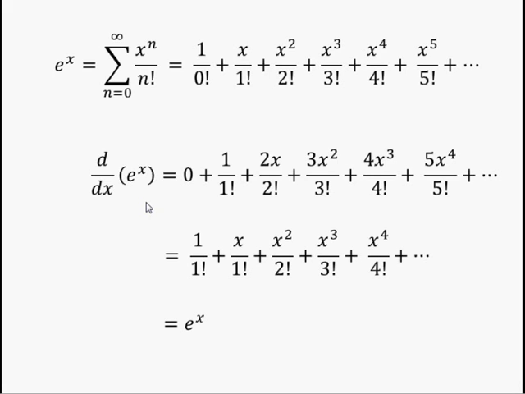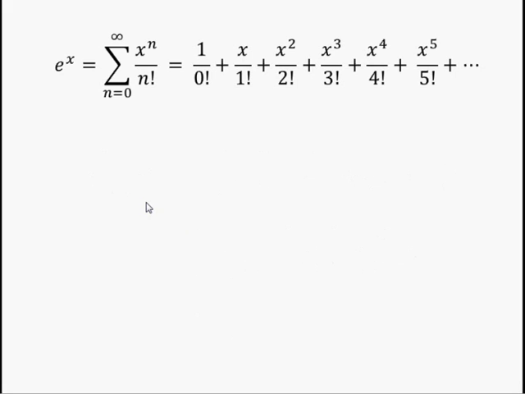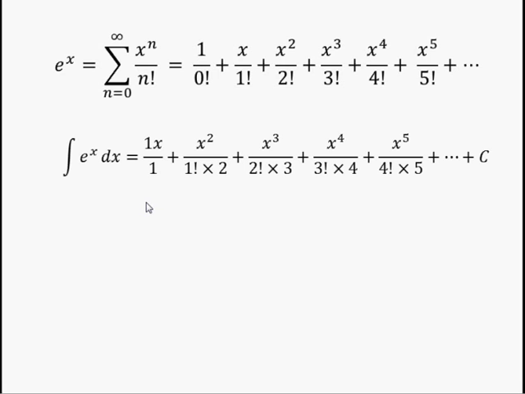Very exciting. Okay, we're going to do the same thing with integrals. Start with our power series. Take the integral of each term. Integral of 1 is x. Integral of x is x squared over 2, and you've got the 1 factorial there, so it's just a constant, so it stays. Integral of x squared is x cubed over 3, etc.